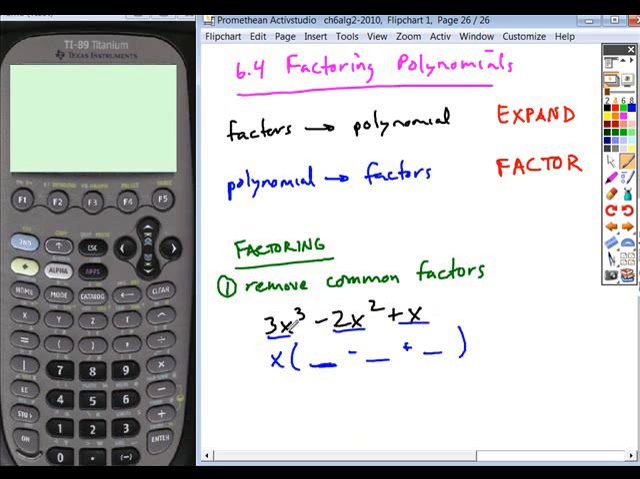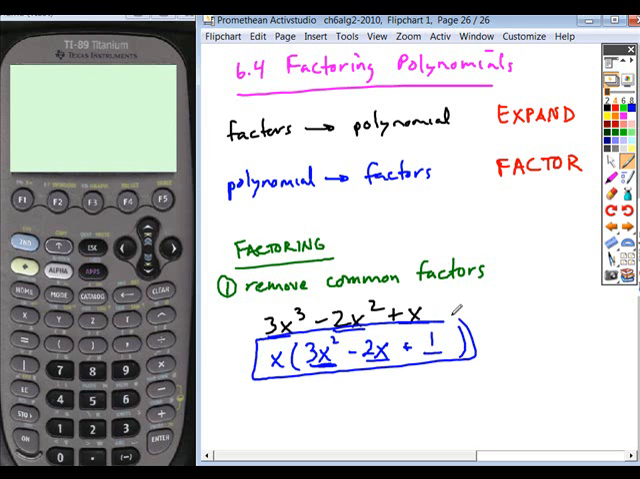So when you take out an x from 3x cubed, you're left with the 3 and 2 of the x's. When you take out an x from negative 2x squared, you're left with the 2 and 1 of the x's. And when you take out an x from x, you do have to account for the fact that there was something there. You can't just let it disappear. So when you divide an x out of an x, x divided by x is equal to 1. You have to account for that using the 1.